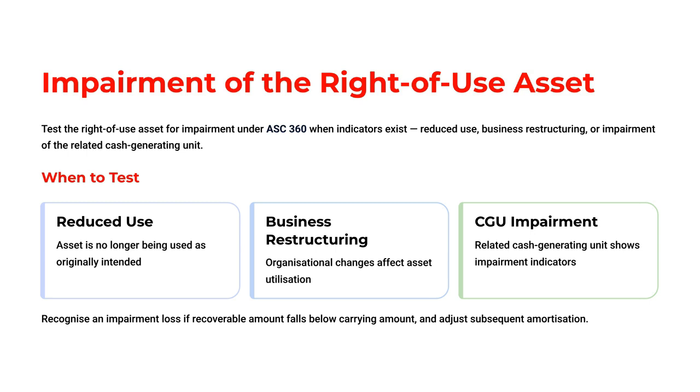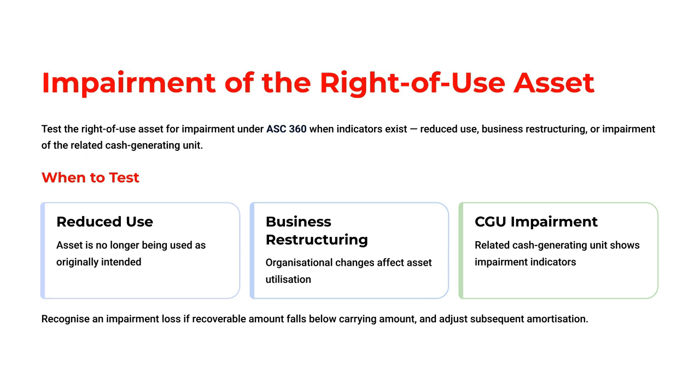Impairment of the right-of-use asset. Test the right-of-use asset for impairment under ASC 360 when indicators exist: reduced use, business restructuring, or impairment of the related cash-generating unit. Recognize an impairment loss if recoverable amount falls below carrying amount, and adjust subsequent amortization.